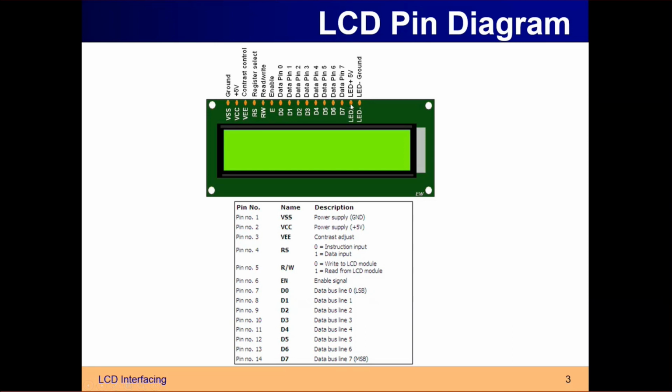Then pin numbers 15 and 16, what is the function of 15 and 16? They are VCC and ground for the backlight. This green color is known as the backlight. So this is VCC for the backlight, and 16 will be ground for the backlight. For easiness, you can remember 1 and 16 will be ground, 2 and 15 will be VCC. So this is the pin diagram of a general 16 cross 2 LCD.